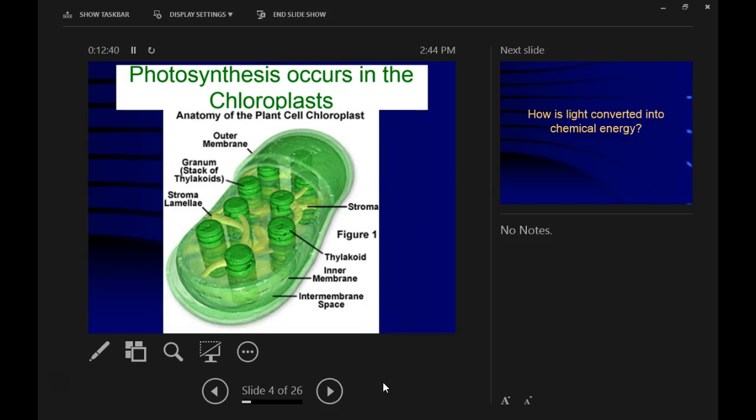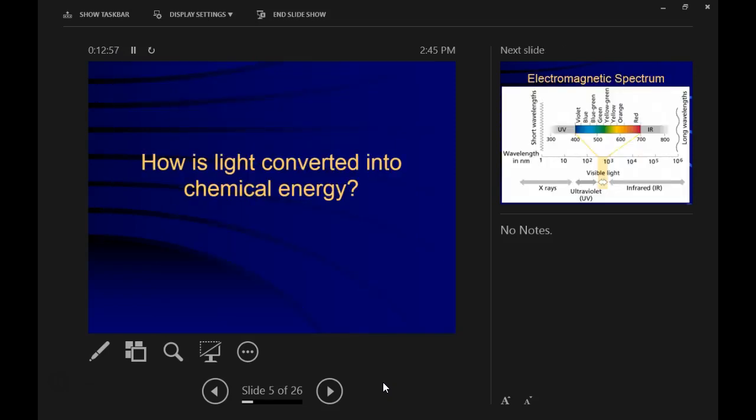This was the part that amazed me when I was an undergraduate, this part right here. How in the world do we take electromagnetic radiation and convert it into chemical energy? And so that's what we're going to talk a little bit about today, this particular process.